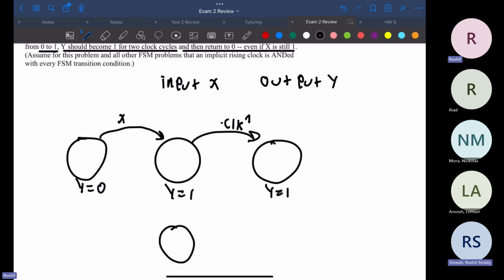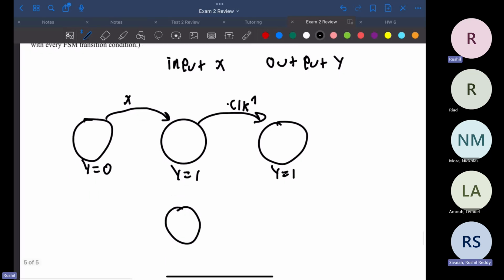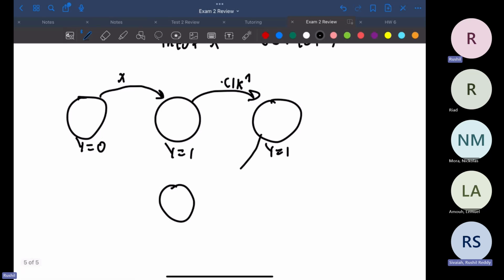X is your input, so you can change x. But let's say x stays 1 for a very long time. You don't want y to keep staying as 1. You want y to only be 1 for 2 inputs. That's what the question's asking. So to do that, we're going to pull an arrow over here. When do we want to use this other state?